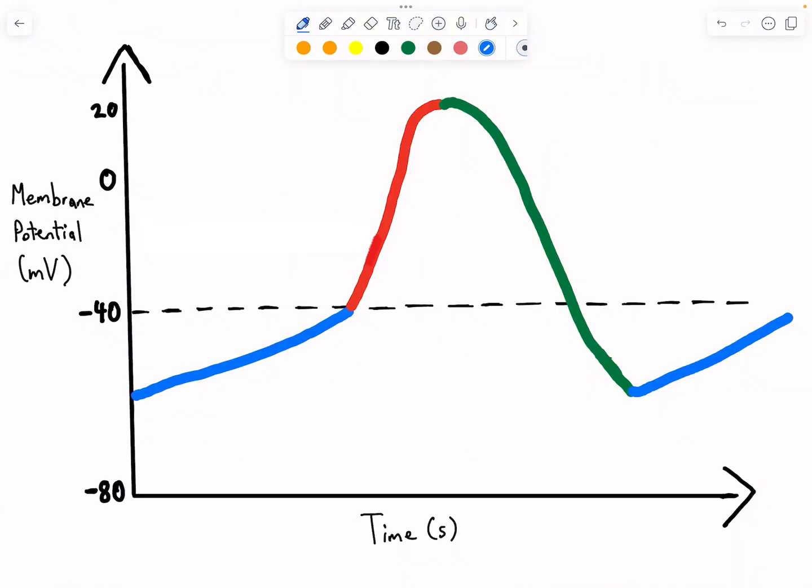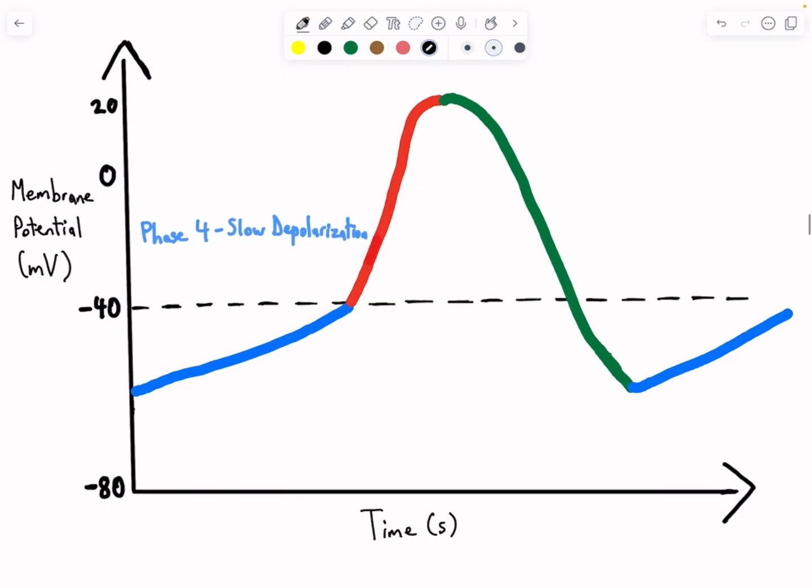We begin with phase 4, the spontaneous depolarization phase. At minus 60 millivolts, special channels open called funny channels, or IF channels. Despite the name, they're incredibly important. They allow sodium to leak slowly into the cell, causing a gradual depolarization.